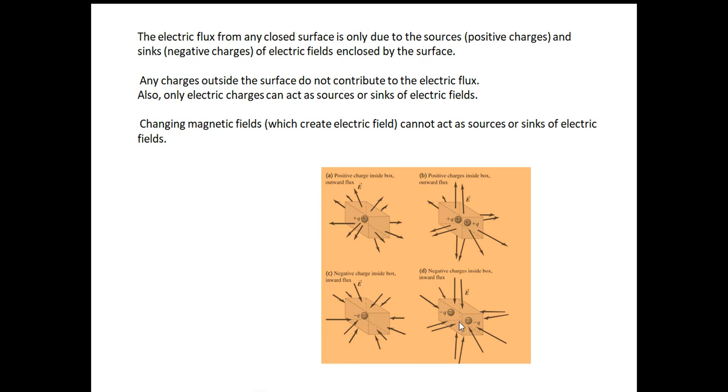Now the question is, if I have one positive charge and one negative charge, what should be done? This can be a good problem. We will solve these types of problems later on. This positive charge is called a source and these negative charges are called sinks for the electric field. Now, a changing magnetic field, which creates an electric field, cannot act as a source or sink of electric fields. It has to be this isolated charge Q.